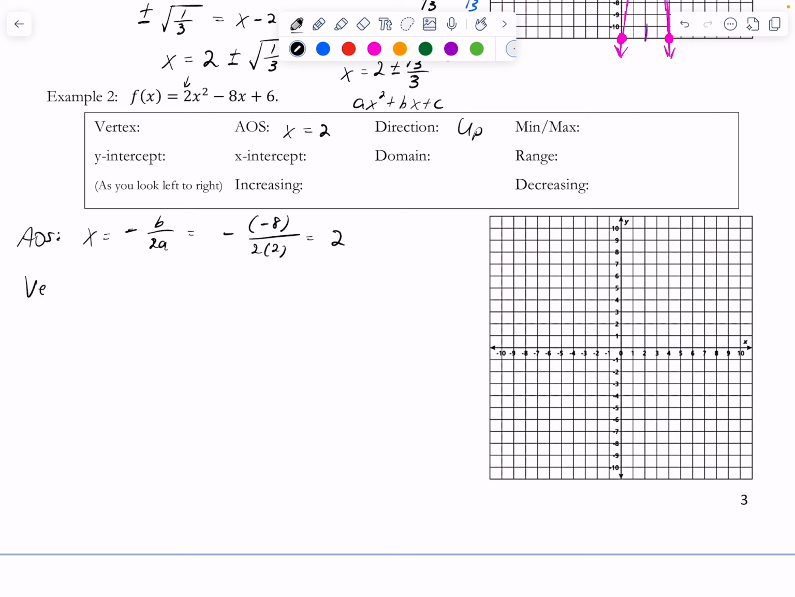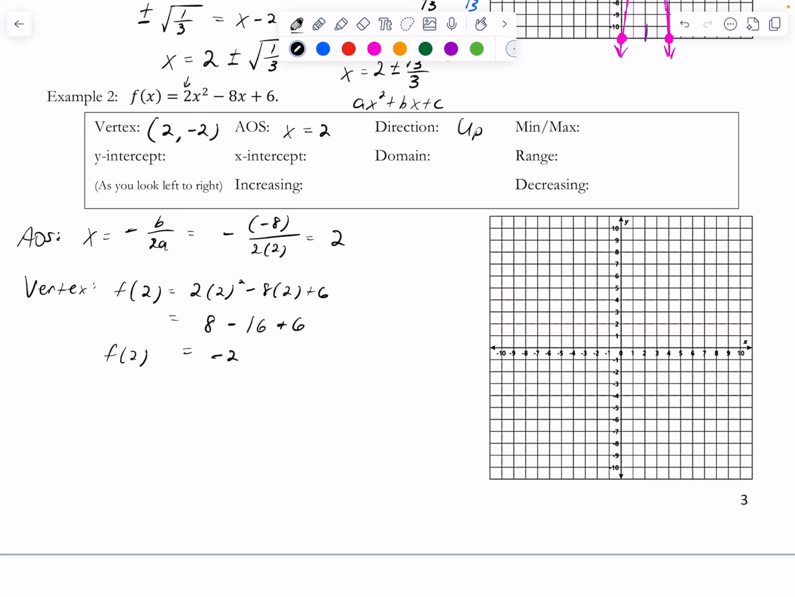To find the vertex, we're going to take that x value and plug it into the function. So do f of 2. All right, so that's going to be 2 squared is 4. 4 times 2 is 8. That's going to be 16. And we get 8 minus 16 is negative 8. Negative 8 plus 6 is negative 2. So my y value for my vertex is negative 2. So 2 comma negative 2.